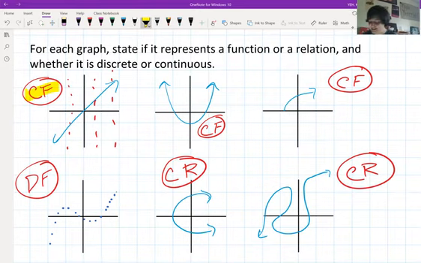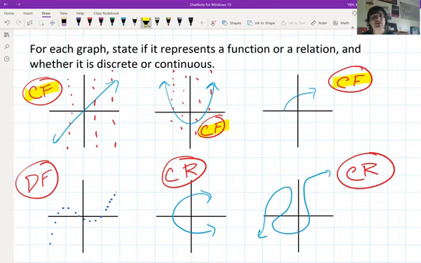As is the second one right next to it, continuous function, again, smooth line, smooth curve, I should say. And so we know it's continuous, and no vertical line hits more than once. And so that makes it also a function. The third one's a little trickier. The third one has the potential to really trip us up.